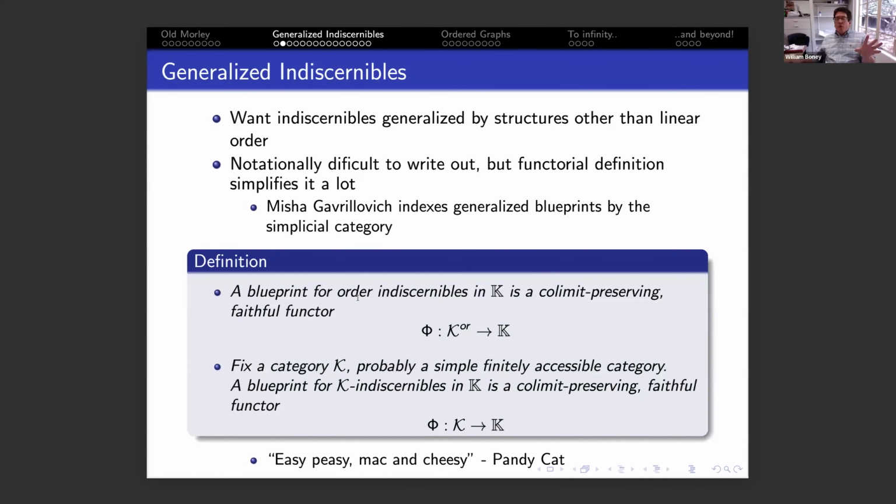A blueprint for order indiscernibles, as we've said, is a co-limit preserving faithful functor from the category of linear orders to whatever class you really want to deal with. Instead we can fix a different category, a category of trees, a category of ordered graphs, and a blueprint is still going to be the same. It's going to be a co-limit preserving faithful functor from script K to bold K.